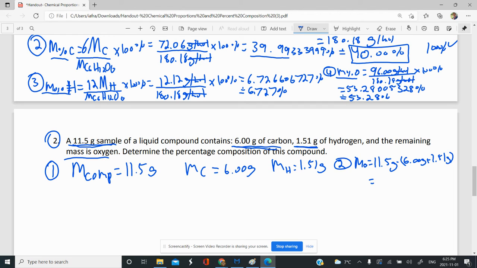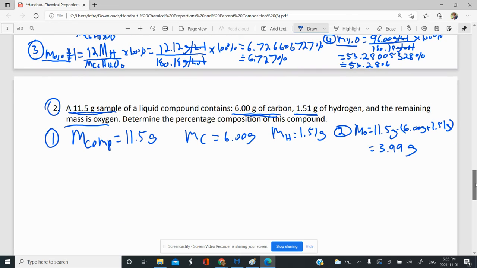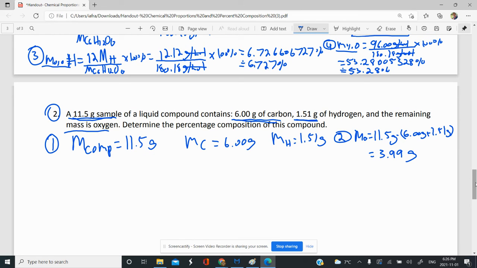So 11.5 minus 6 minus 1.51, and we get 3.99 grams. Now, normally you would round to the proper number of sig figs, but since this is one of my intermediate steps, I'm just going to leave it because I don't want to round too much and be off in my percentages. So I'll leave it as is right now, and I'll just round at the end for sig figs if I need to. I just want to make sure that's right, 11.5 minus 6 minus 1.51. 3.99 grams of oxygen. Perfect.